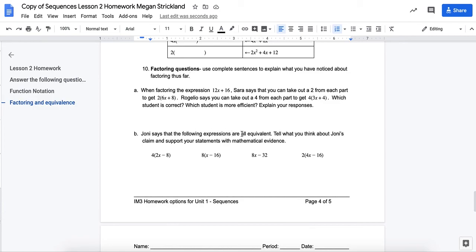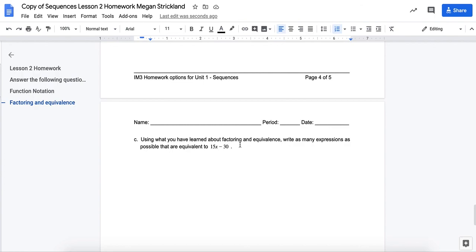Joni says that the following expressions are all equivalent. Tell what you think about Joni's claim. So essentially, what she means if they're all equivalent is that if I multiplied 4 into here, I multiplied 8 into here, I multiplied 2 into here, they would all give me 8x minus 32. So is that true or is that false? And then lastly, using what you've learned about factoring and equivalence, write as many expressions as you can. Now, on this one, please make sure you just use whole numbers. Otherwise, there's an infinite amount of possibilities if you go into fractions, decimals, everything. So just use whole numbers here and it will be a lot easier.